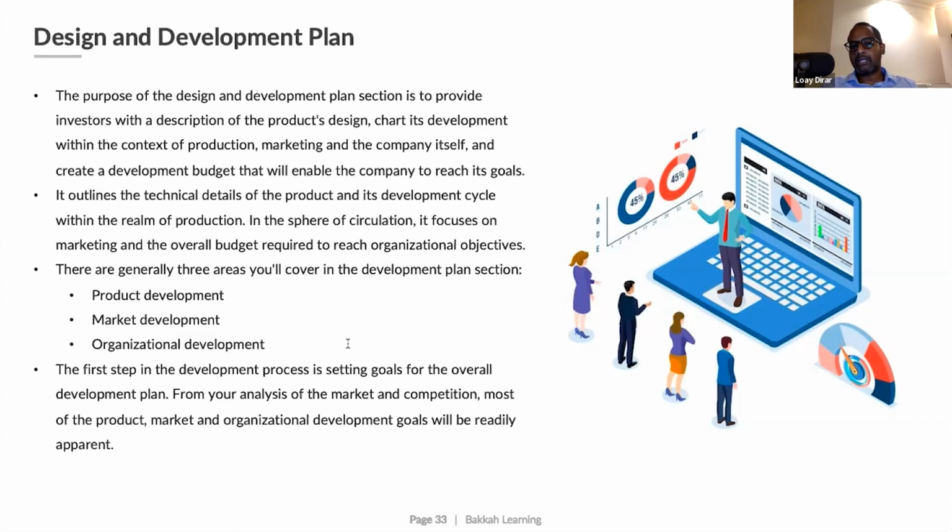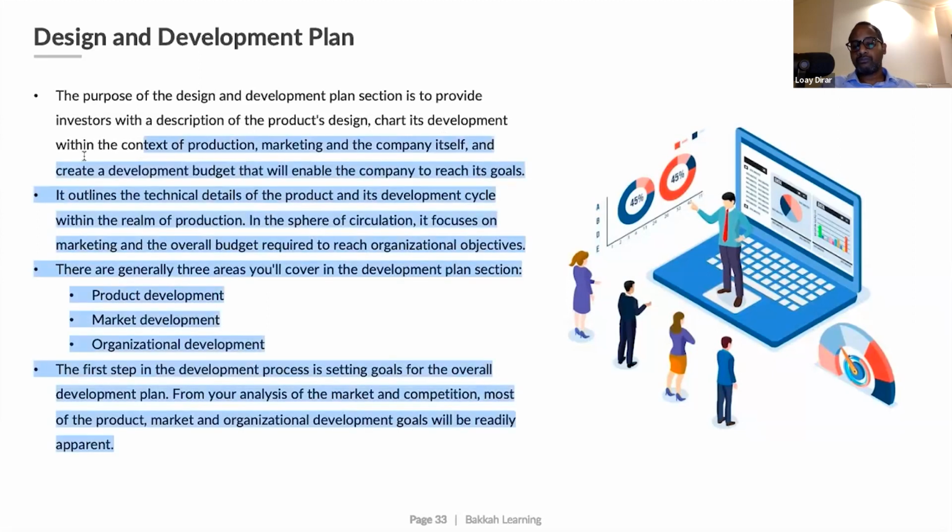So the purpose of the design and development plan in the business plan section is to provide investors with a description of the product design. How it's going to look like, your product. And it might require including a prototype design sometimes, or a 3-dimensional design that will help to showcase your final product, how it's going to look like. And it will help to chart the product design, chart its development within the context of production, marketing, and the company itself, and create a development budget that will enable the company to reach its goals.